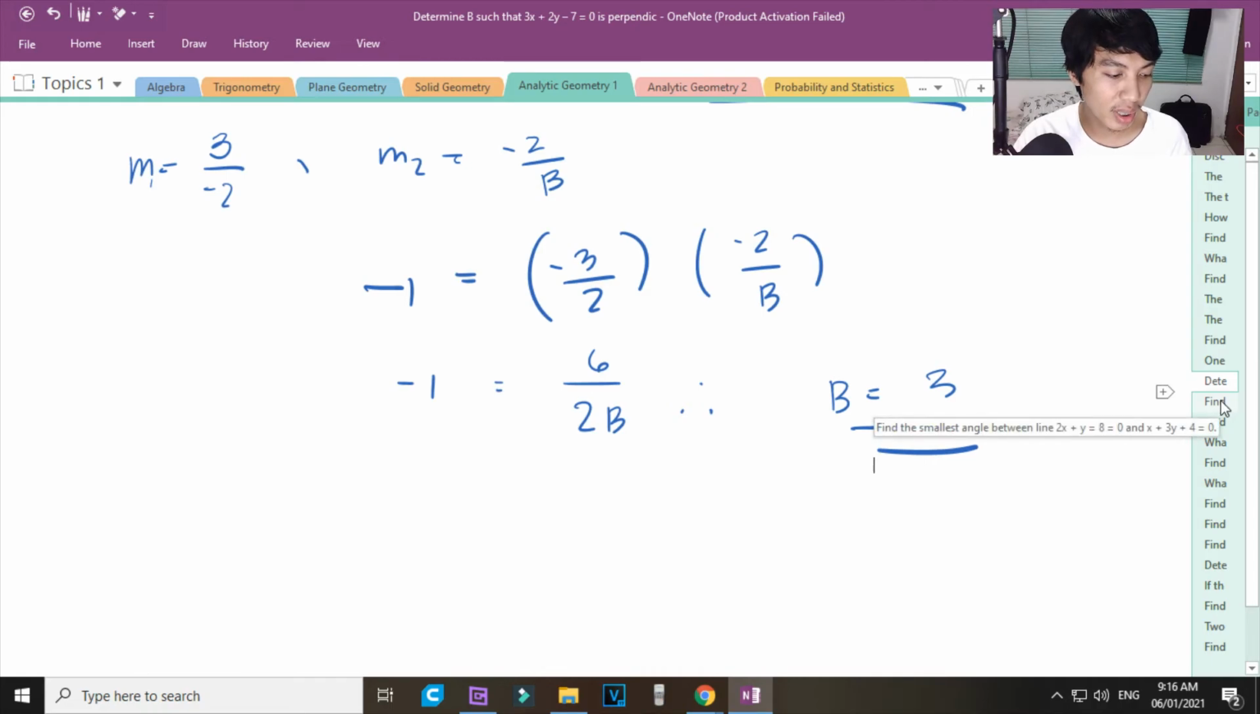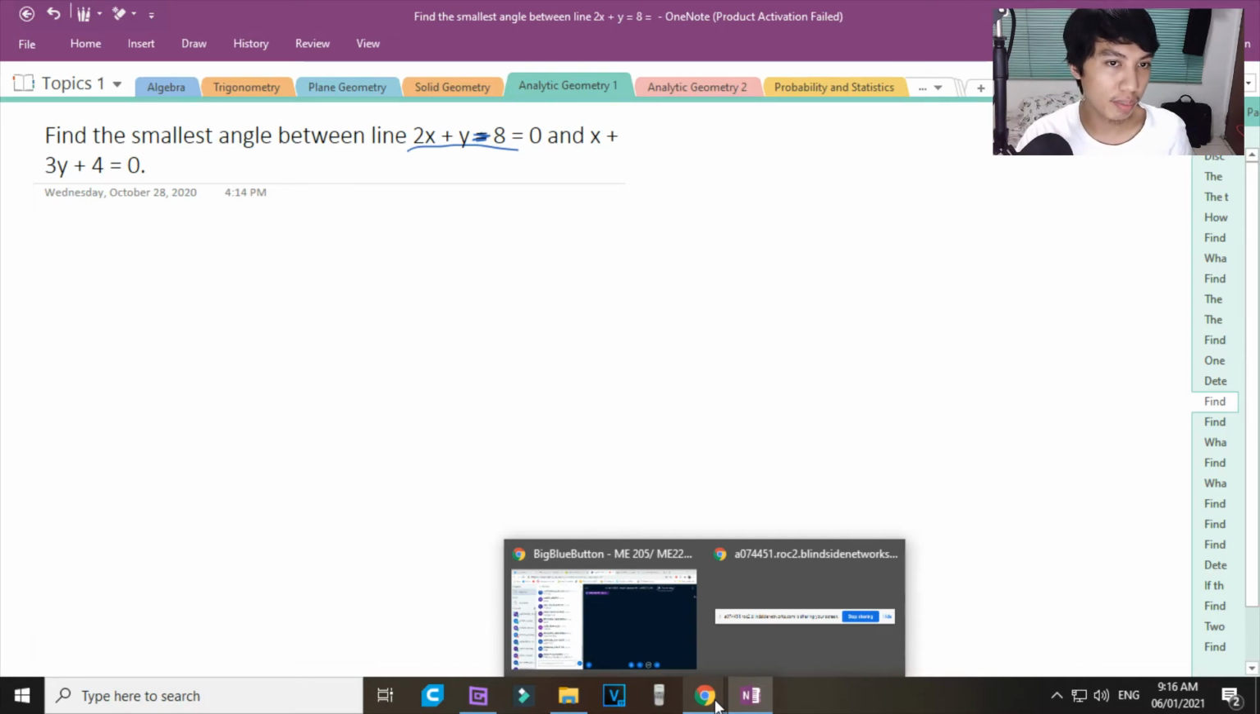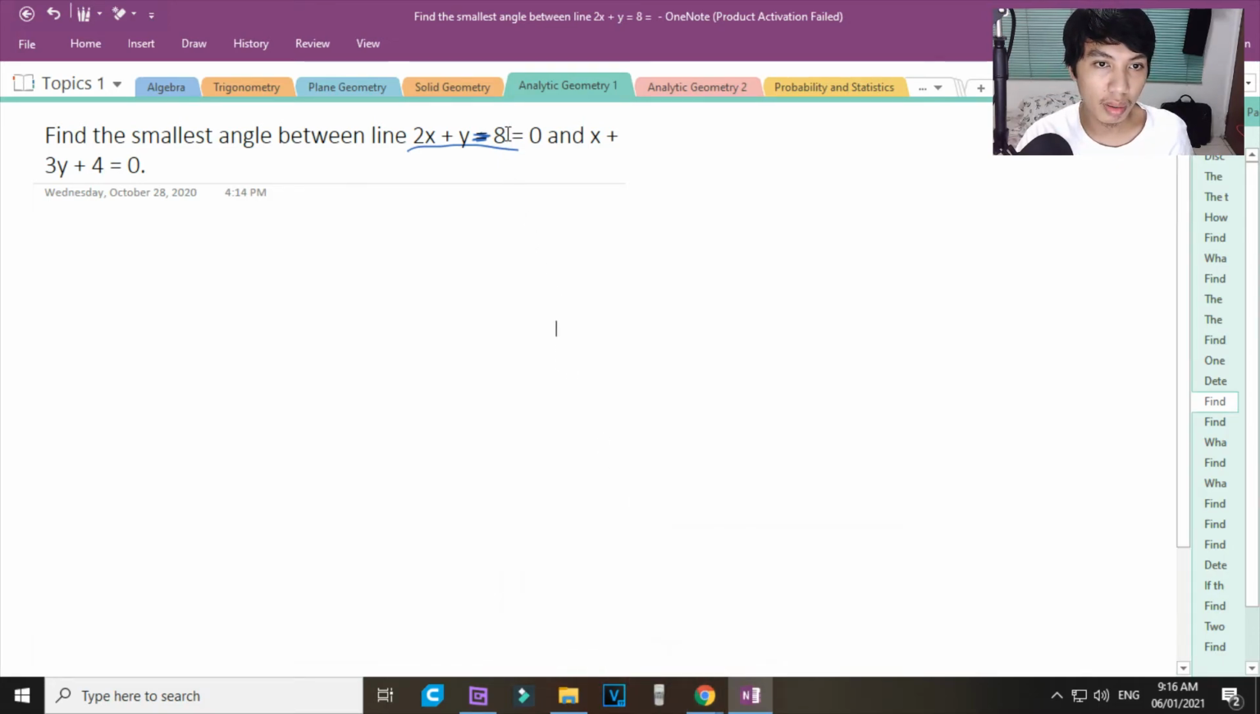And for the next problem, I think this will be the last for this part. Find the smallest angle between lines 2x plus y equal to 8. Tama ba? 2x, dapat ito minus. 2x plus y minus 8 equal to 0, and x plus 3y plus 4 equal to 0. Ngayon, gamitin natin si GeoGebra. Delete ko na lang ito para hindi nakalilito.